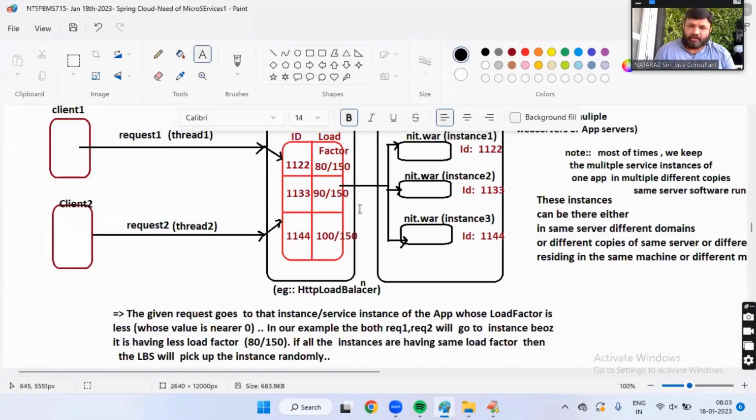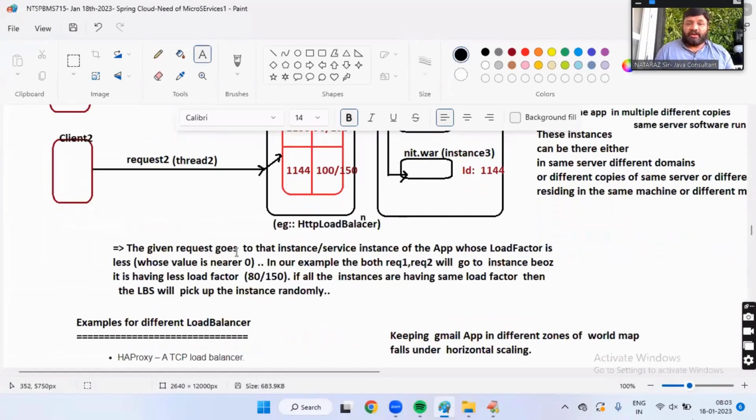The given request goes to that service instance of the application whose load factor is less, whose value is nearer to 0. Getting my point? In our example, request 1 and request 2 will go to instance 1, because it has the lesser load factor, 80 by 150.